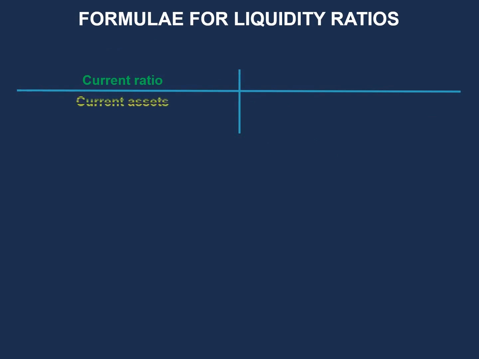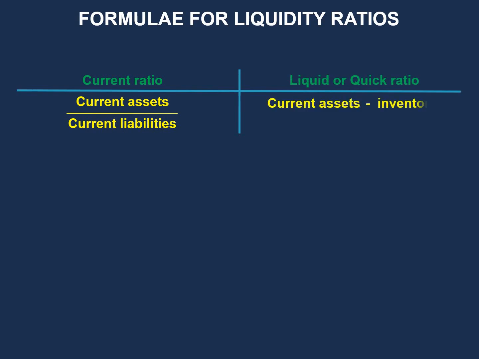For our current ratio, it's our current assets over our current liabilities. And for our quick or liquid ratio, it's our current assets less inventory over our current liabilities. And our answer will generally look like this. It's X or a number to 1. The 1 always represents the liabilities.